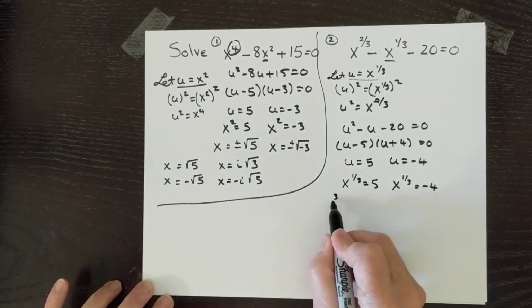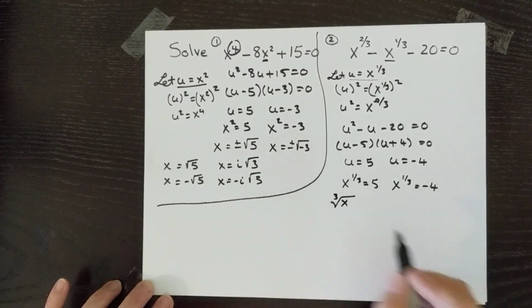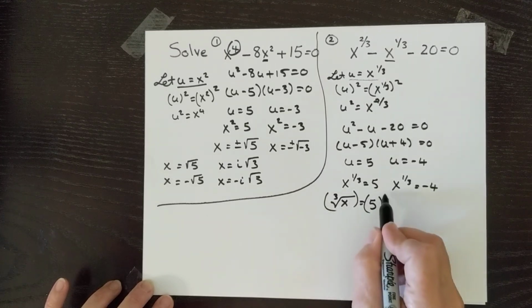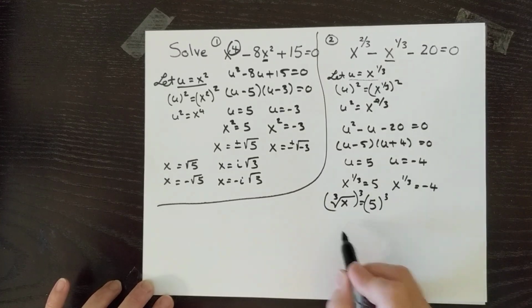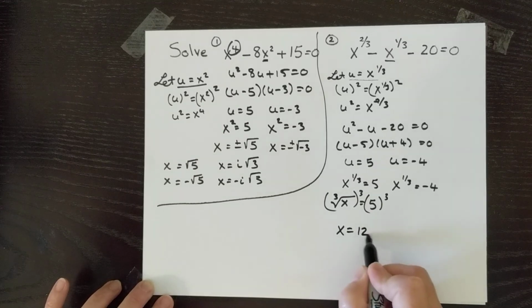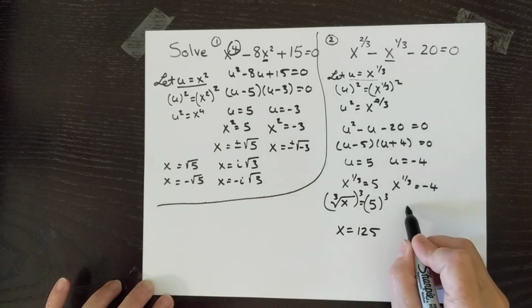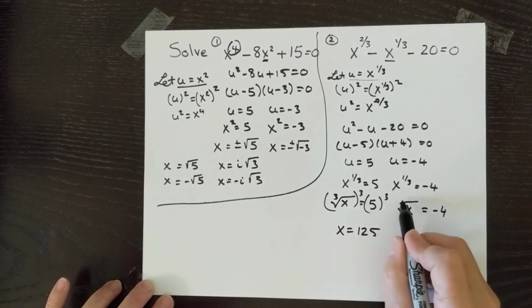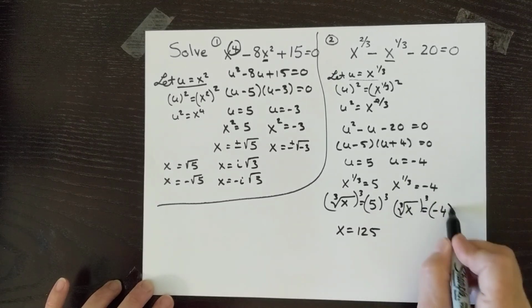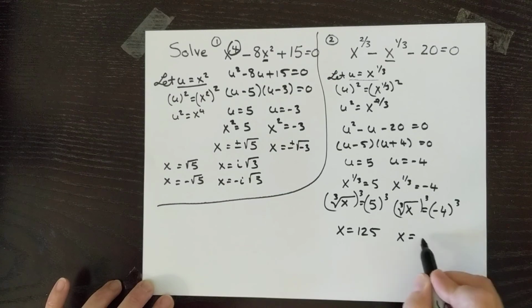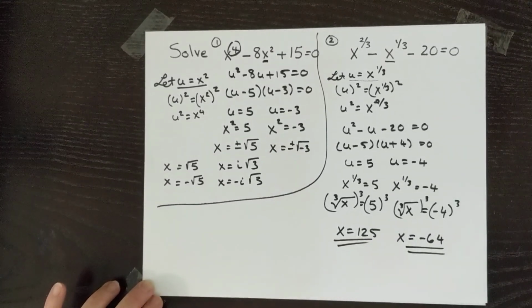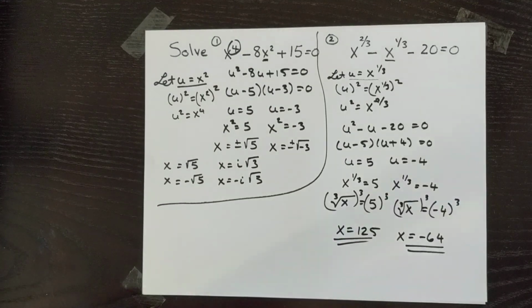But x to the 1/3 is really the cube root of x. So to solve this expression, we would just raise both sides to the 3rd power, and we'd get x is equal to 125. We would say the cube root of x is equal to negative 4, so we would cube both sides of this, and we get x is equal to negative 64. So that is another example of U substitution.